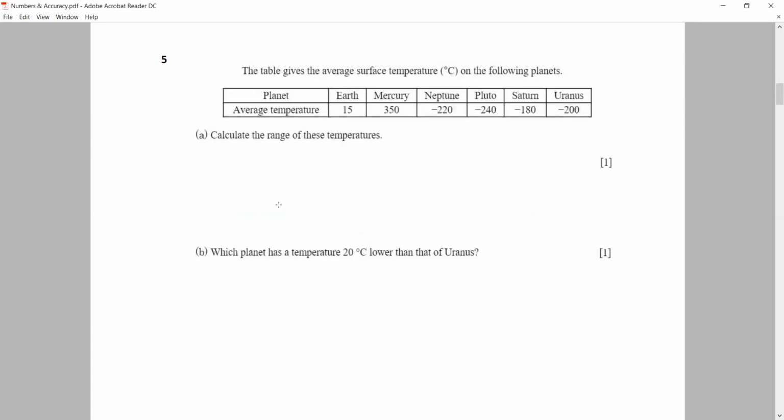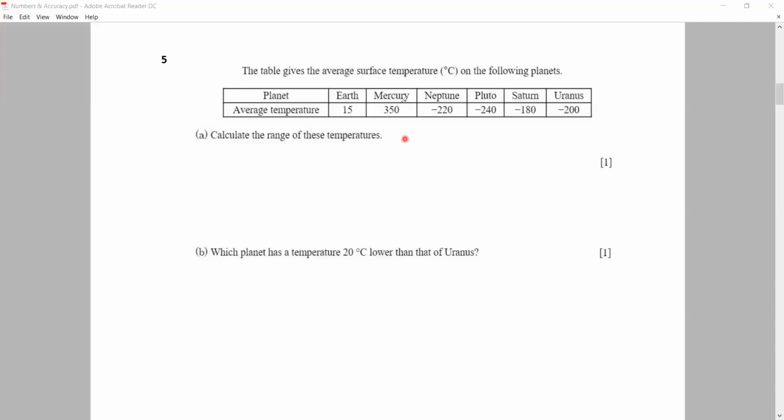Question number 5, the table gives the average surface temperature in degrees Celsius on the following planets. Okay, these are the temperatures. Calculate the range of these temperatures. So if you have a bunch of numbers and they ask you to find the range of them, regardless of what those numbers represent, in this case, that's temperature. It could be the height of the students in a class, right? It doesn't matter. What you have to do is to take the biggest one, take the smallest one and subtract it from the biggest one.